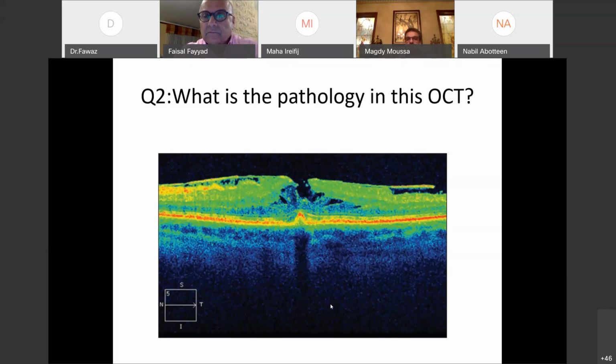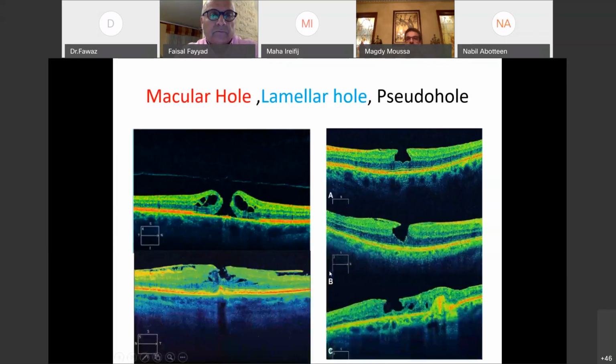Again, about 19 out of 51 answered that it is a lamellar hole. Yes, it is a lamellar hole. So we will go to the explanation of this pathology. Sometimes when we look at the OCT, we find a hyporeflective defect through the tissue of the macula, and we need to know whether this hyporeflective defect is a true macular hole, a lamellar hole, or a pseudo hole.